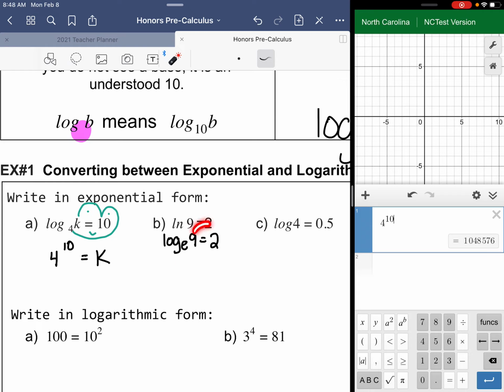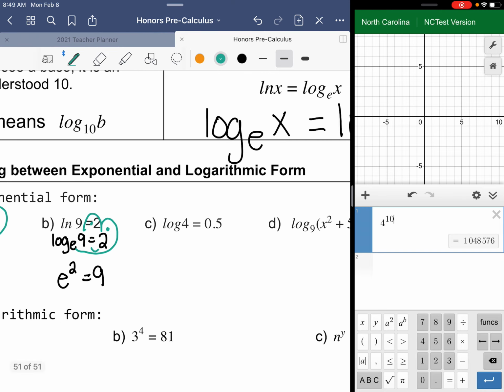So when we convert this over, my base is still going to be the same. So my base is e, and I'm going to switch my 9 and my 2, my exponent and my equal to. So e raised to 2 equals 9. And that is not a true statement, but for right now, we are just converting things over. So when I look at my loggy froggy, I can say e raised to 2 equals 9.